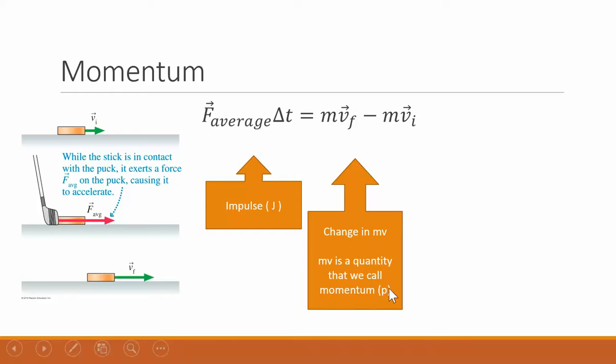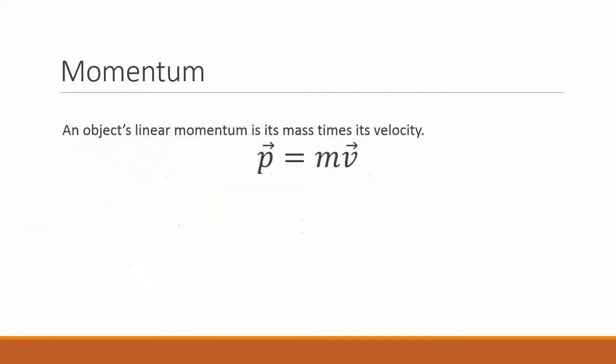We don't use m to stand for momentum because we use m for mass. So we have to pick another variable, and in physics we use the variable p for momentum. An object's linear momentum, meaning momentum in a straight line, is equal to its mass times velocity. You'll notice that momentum has an arrow over it. It is a vector, and it's in the same direction as the velocity vector.